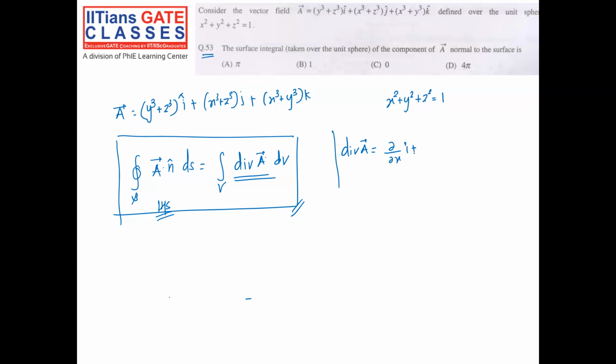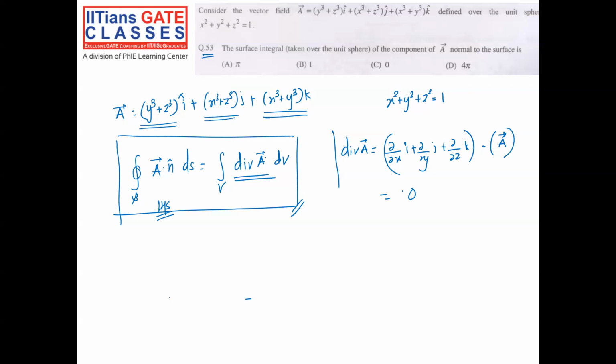It is ∂/∂x of i plus ∂/∂y of j plus ∂/∂z of k, dot product with a bar. I'll not write a bar again, but we can clearly see we have to differentiate the first term with respect to x, the second term with respect to y, and the third term with respect to z. Looking into a bar, it is pretty clear that the first term does not consist of x, the second term does not consist of y, and the third term also does not consist of z. Hence, the divergence will be 0 in that case.